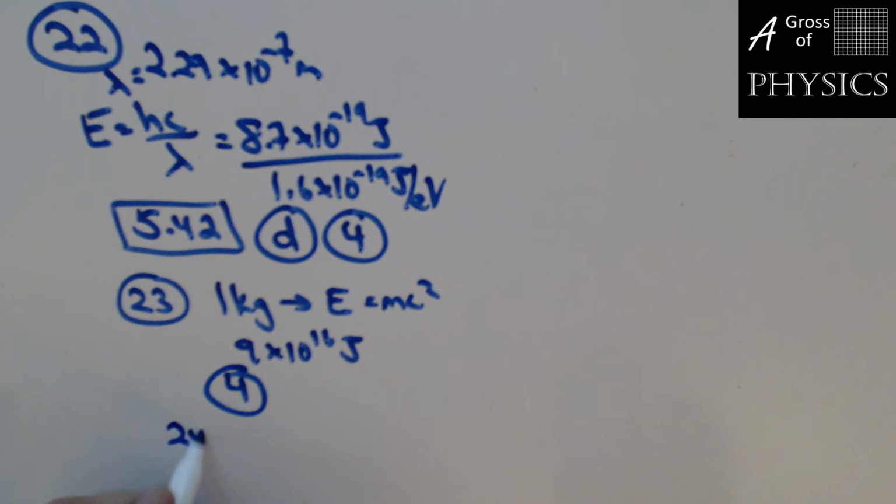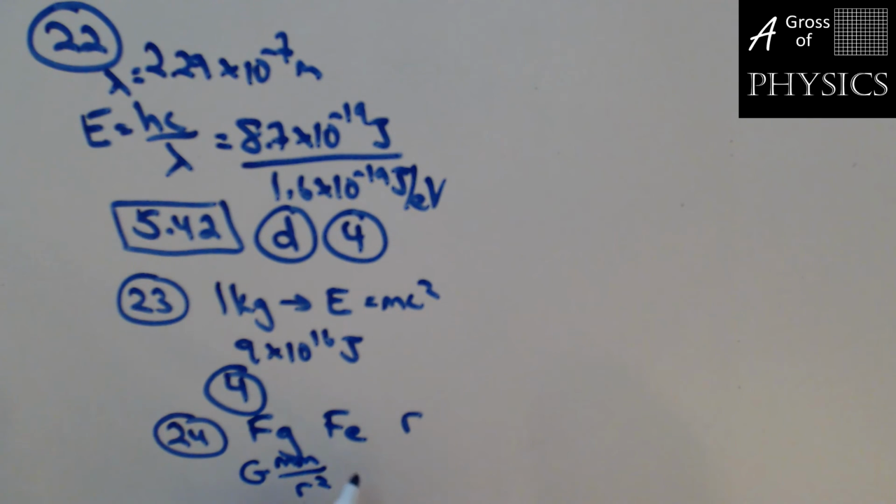All right, 24. We have force of gravity and force electrostatic, and we're comparing it to the distance, or r. Now, if I remember the equations, it's G m m over r squared, and it's k q q over r squared. So those are both inverse square relationships, and the only one that matches is choice 1. Those are the only inverse square relationships for both.